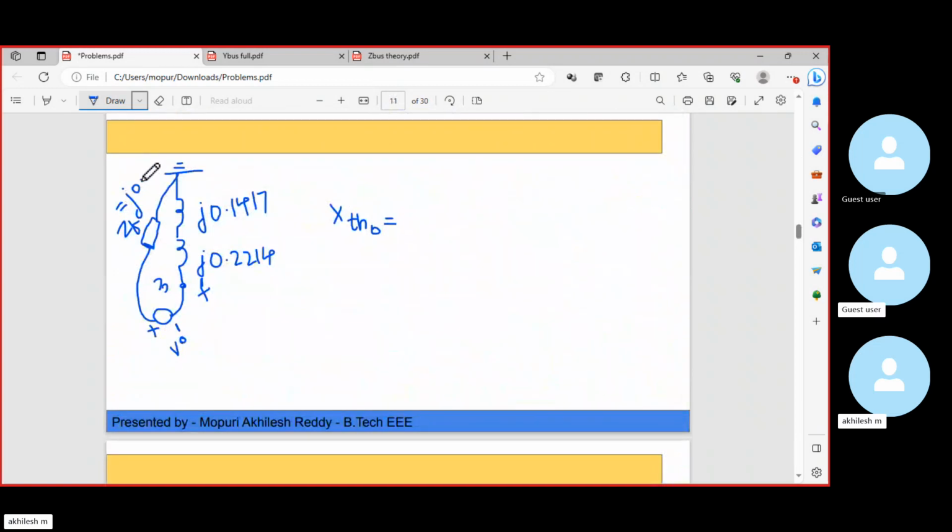So what is XTH? XTH is 0.36315. This is XTH for the zero sequence. And then we know ZF is Z1.